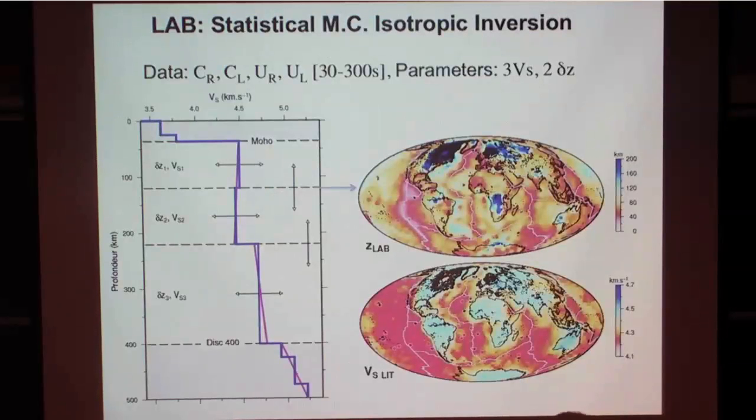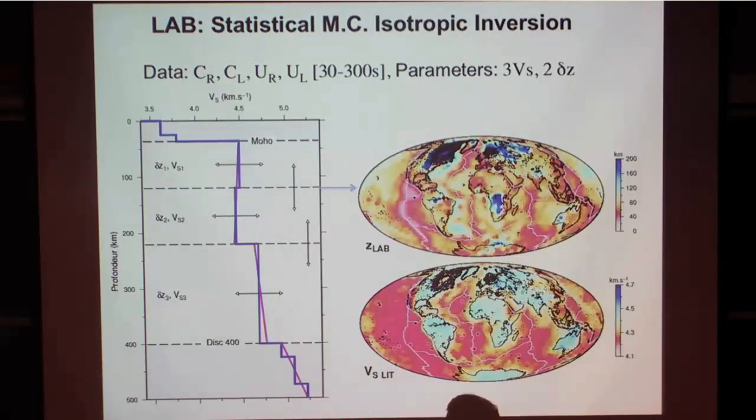For the statistical Monte Carlo inversion, we only consider the isotropic variation, and we explore the LAB. What I show here is the depth of the LAB, Z-LAB. We find, of course, mid-ocean ridges very well, and we also find the roots of cratons, so nothing really new, but we find them very nicely. We also find the variation of velocity between lithosphere and asthenosphere. So that is the kind of map we can retrieve.